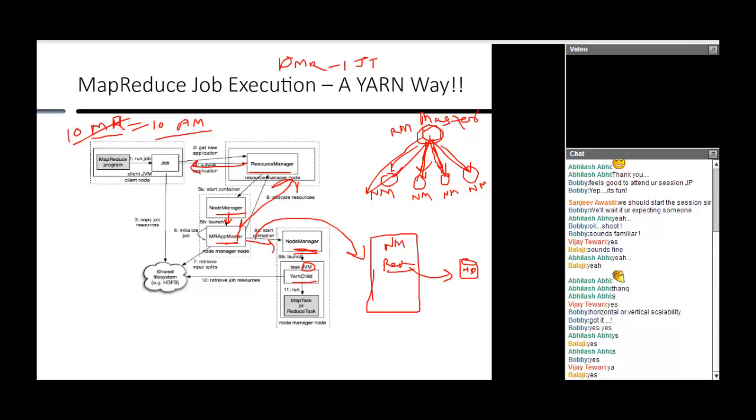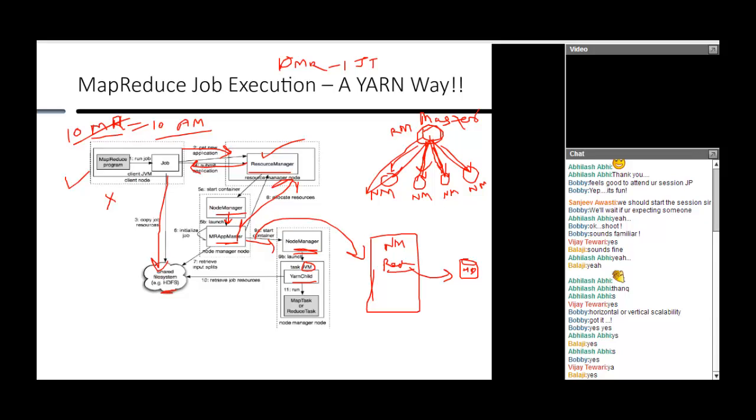So at a very high level, the first step is job submission, where the client submits the MapReduce program to the Hadoop cluster. When it submits, it will come to the resource manager and get a new application ID from the resource manager. Once the resource manager returns control, the client will save the job related information, or MapReduce program related information, into HDFS. After that, the client's job is over. After that, he will not come into the picture. After that step, the resource manager will take the responsibility and start executing this program.